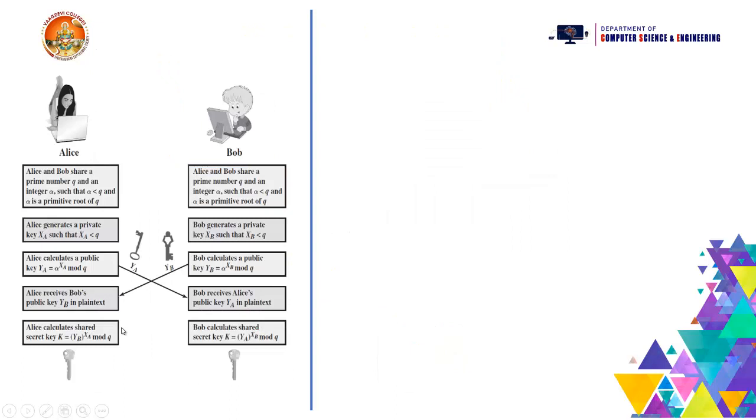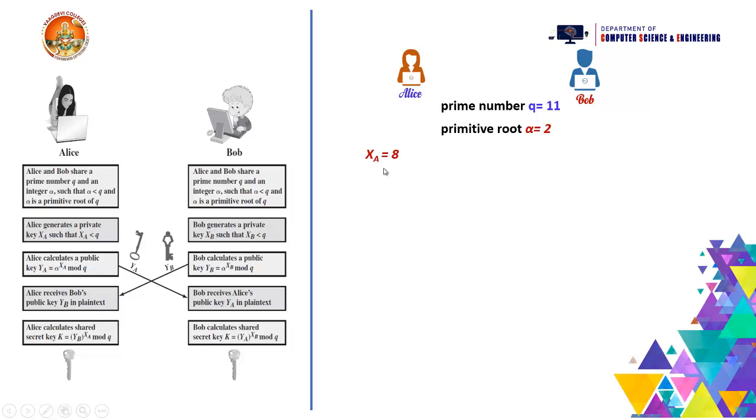This is the Diffie-Hellman key exchange algorithm, whatever we discussed till now, Alice and Bob. The first step is both users commonly select a prime number and primitive root. Here our prime number is 11 and primitive root alpha equals 2. Now Alice selects a private key XA, that is 8. It is less than 11. In the same way, Bob also selects one private key, 4. 4 is less than 11.